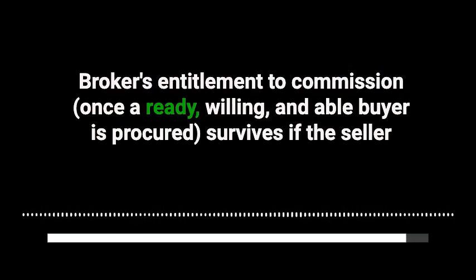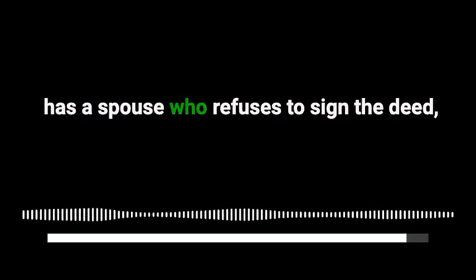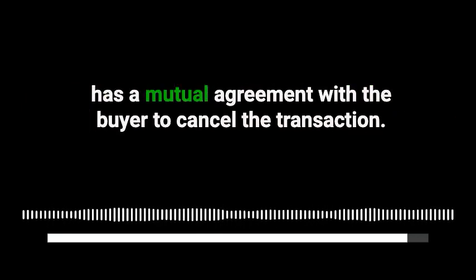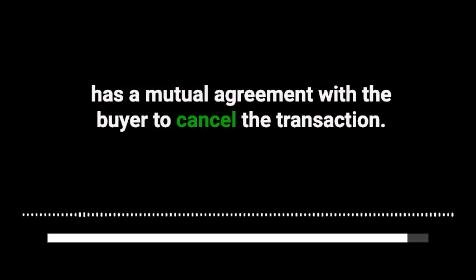Broker's entitlement to commission survives if the seller has a change of mind and refuses to sell, has a spouse who refuses to sign the deed, has a title with uncorrected defects, commits fraud with respect to the transaction, is unable to deliver possession within a reasonable time, insists on terms not in the listing, or has a mutual agreement with the buyer to cancel the transaction.